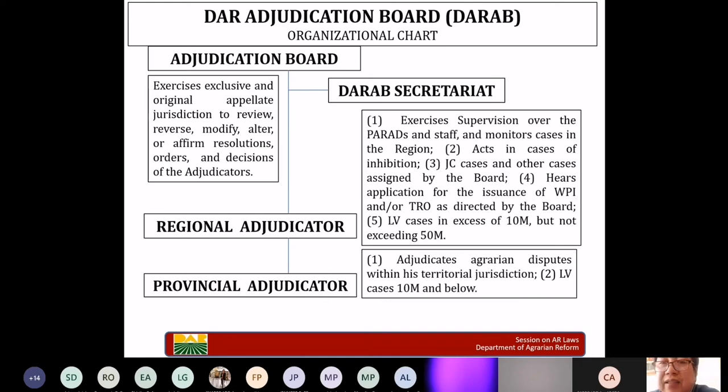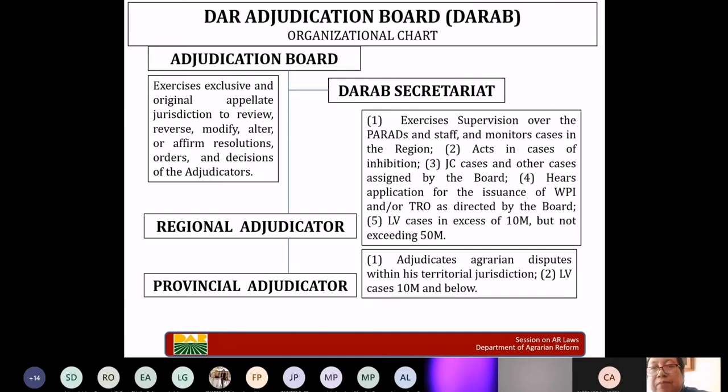What is the wisdom behind the amendment? Because the board would like to increase the load of the RARAD, because we observed that PARADs have more pending cases, more load than the RARAD. So by decreasing the jurisdictional amount of the PARAD to just 3 million and below, we expect an increase in the load of the RARAD insofar as just compensation cases are concerned. So please take note of the amendment.